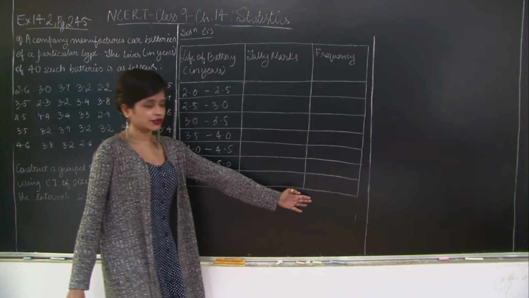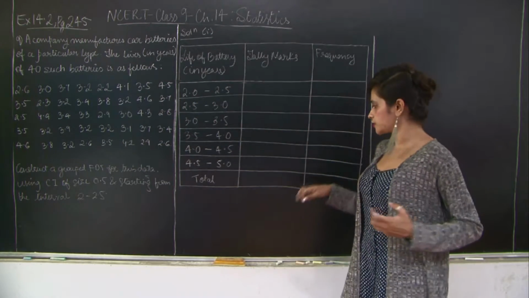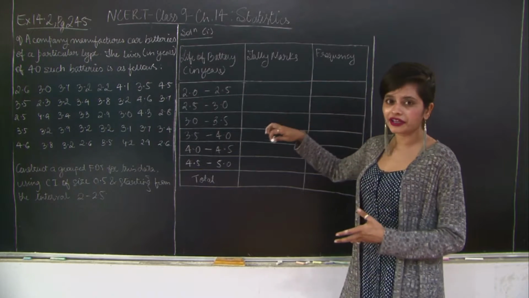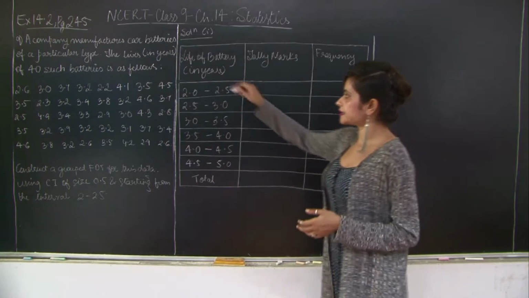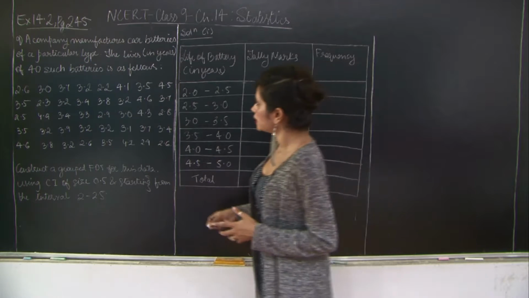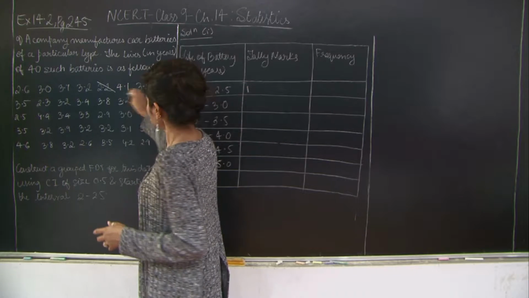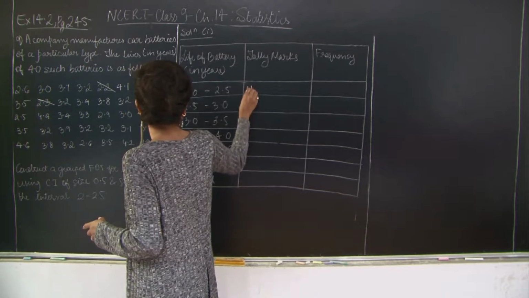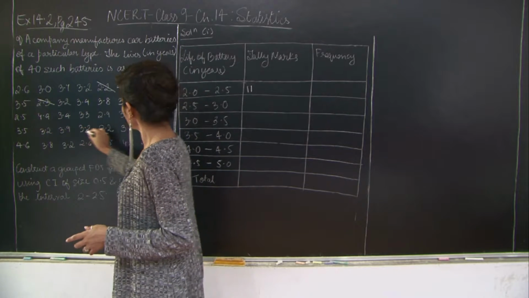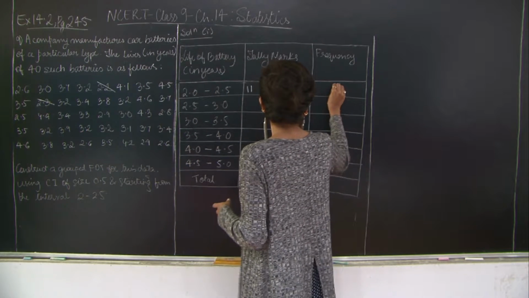And we will list the total here just for confirmation that we have taken into account all the observations, that is 40. So the total should be equal to 40. Let's start with the first class, 2.0 to 2.5. We are going to take all the values that are greater than or equal to 2.0 and less than 2.5. So in 2.0 to 2.5 you have 1, 2. I think that's it. So you have 2.